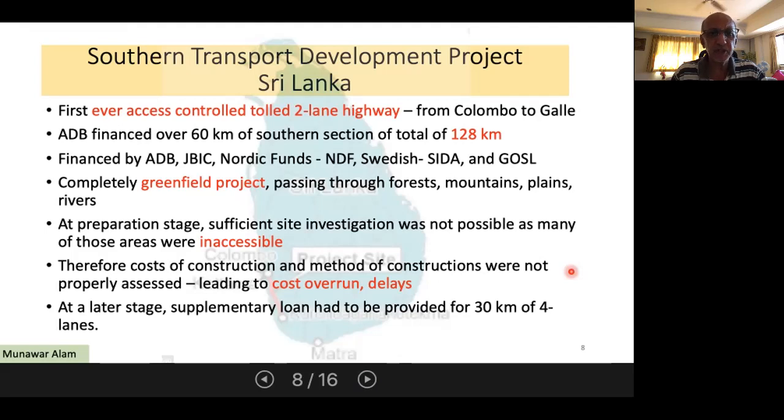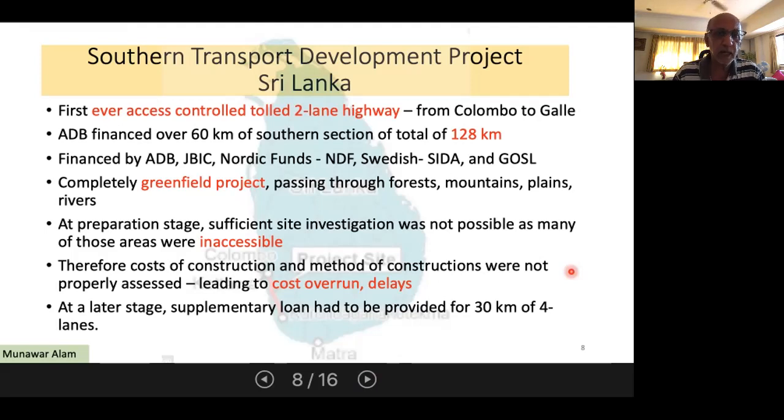So sufficient site investigation had not taken place. For example, even when the project started, the real geological conditions, soil type, rock type, whether it was hard or soft and things like that, had not been done. In many areas, hydrological studies had not been done properly. And all that led to a lot of delays of the project, and plus the cost overrun.